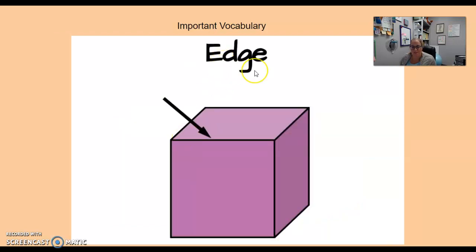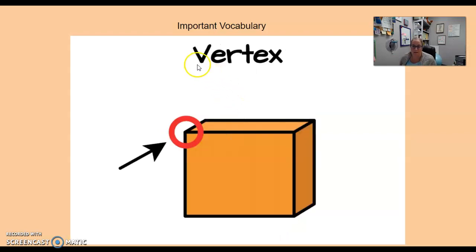The next word we have is edge. An edge is where two faces come together. When they come together, they create what looks like this line right here. So an edge is where two faces come together and meet. The next one we have is vertex. A vertex is where three faces come together, or where two edges come together, and they create this little corner right here.